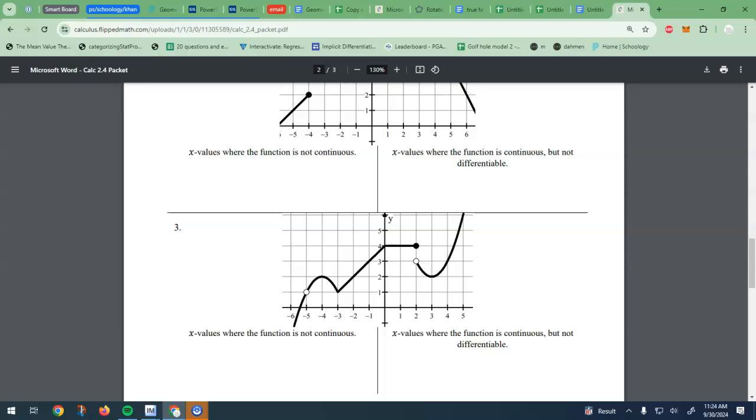Do 1, 2, and 3 and check them, but I don't think we need to spend too much time on this. Start with 2.5.